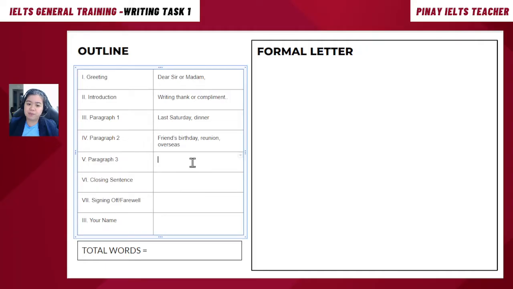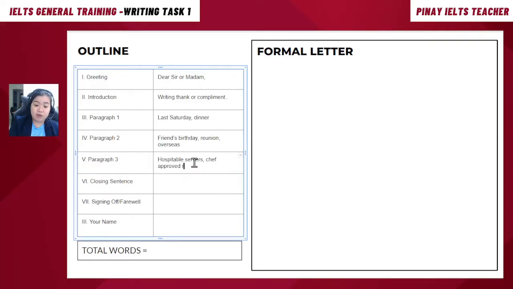Perhaps the servers were hospitable. Okay? And also, I could say the chef approved of our request. So perhaps that request was for fresh seafood to be served fresh, even if it's not part of the menu. That's already the story I'm going for.